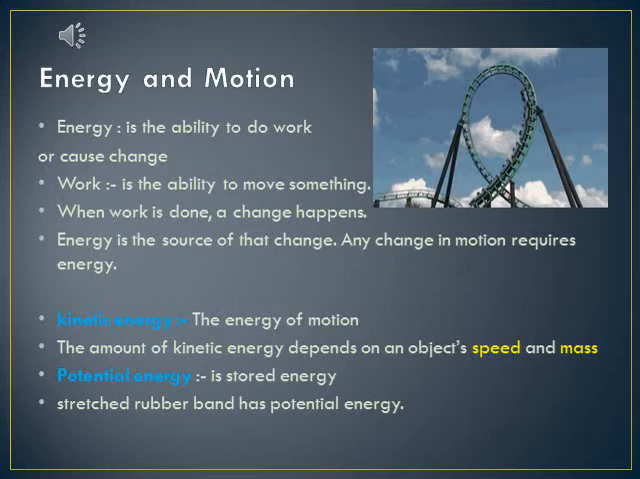As you see in the picture of the roller coaster, when the roller coaster moves, it has kinetic energy. When it reaches the top of the roller coaster, the kinetic energy changes to potential energy for a moment. Then the potential energy decreases and it changes to kinetic energy again. Now we will see a video about kinetic and potential energy. I hope you enjoy.